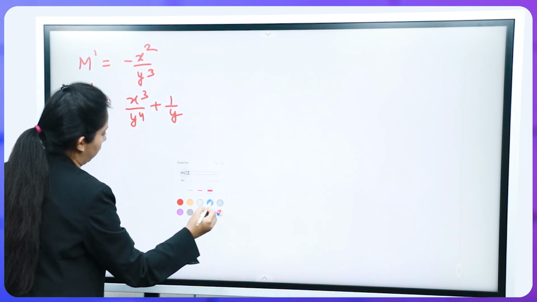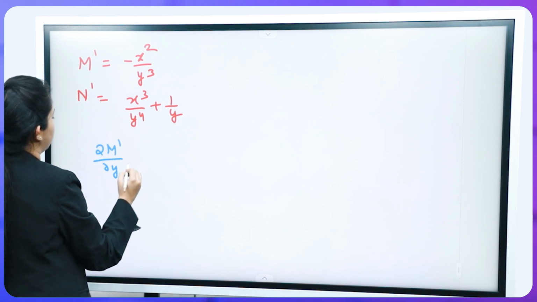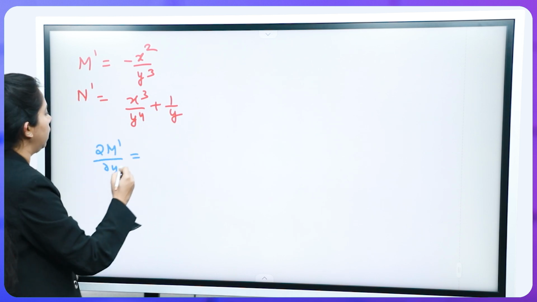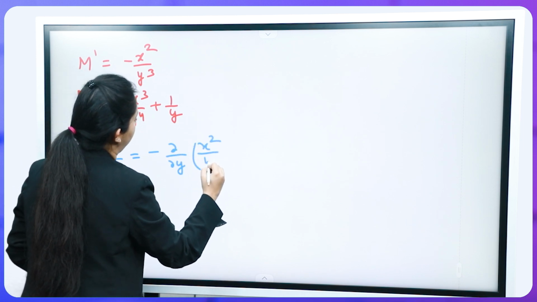Again the step goes the same way. Now we will differentiate M dash partially with respect to y, treating x as constant. So here we have minus of ∂/∂y of x² by y³.